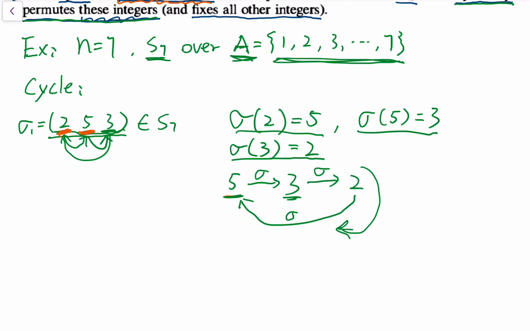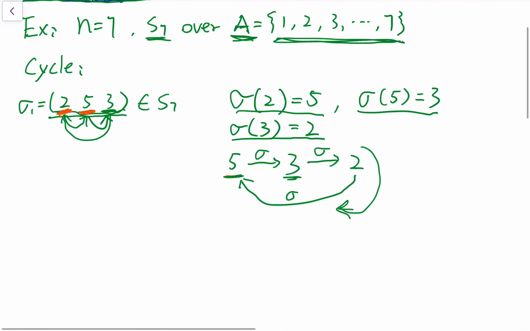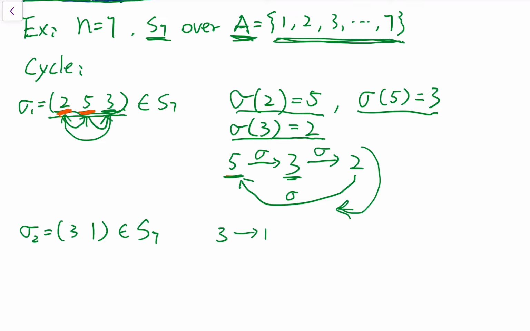Okay, and then we can also look at another example. Maybe sigma 2 equals (3, 1), and we're still in the S7 symmetric group. Similarly, if we apply sigma 2 to 3, we get 1, and applying it to 1, because 1 is the last integer in this string, we go back to the first one, so 1 goes back to 3. So this is also a cycle.